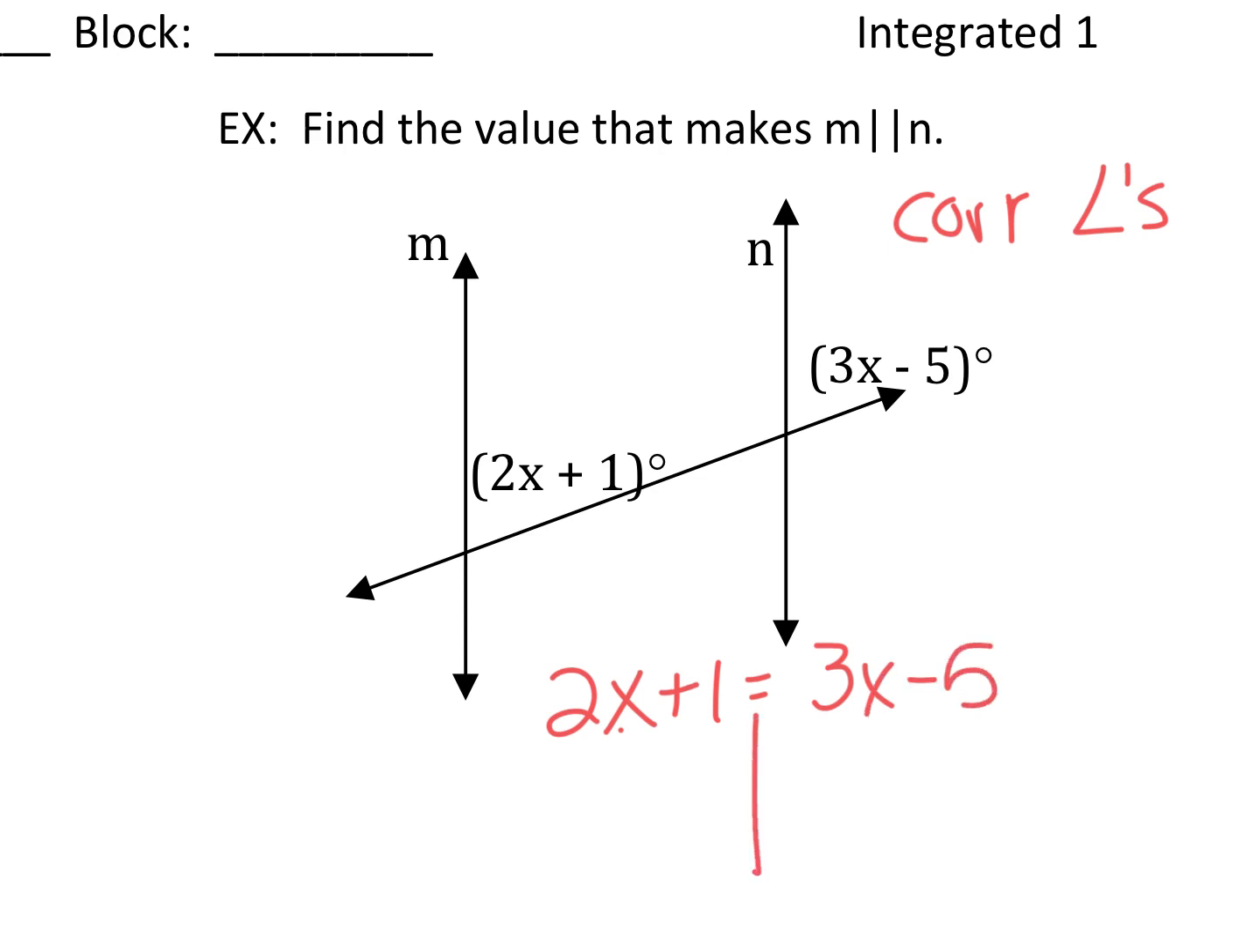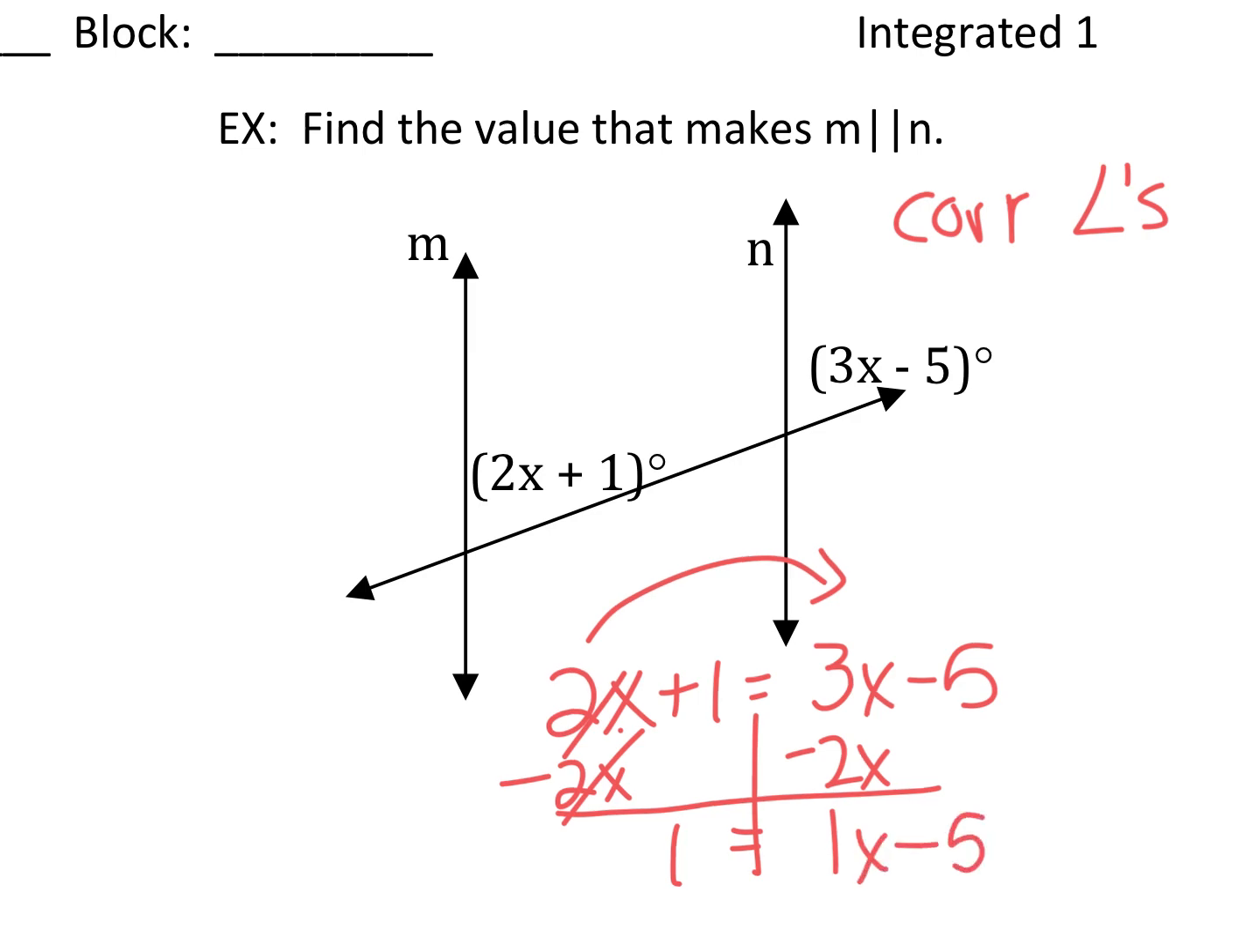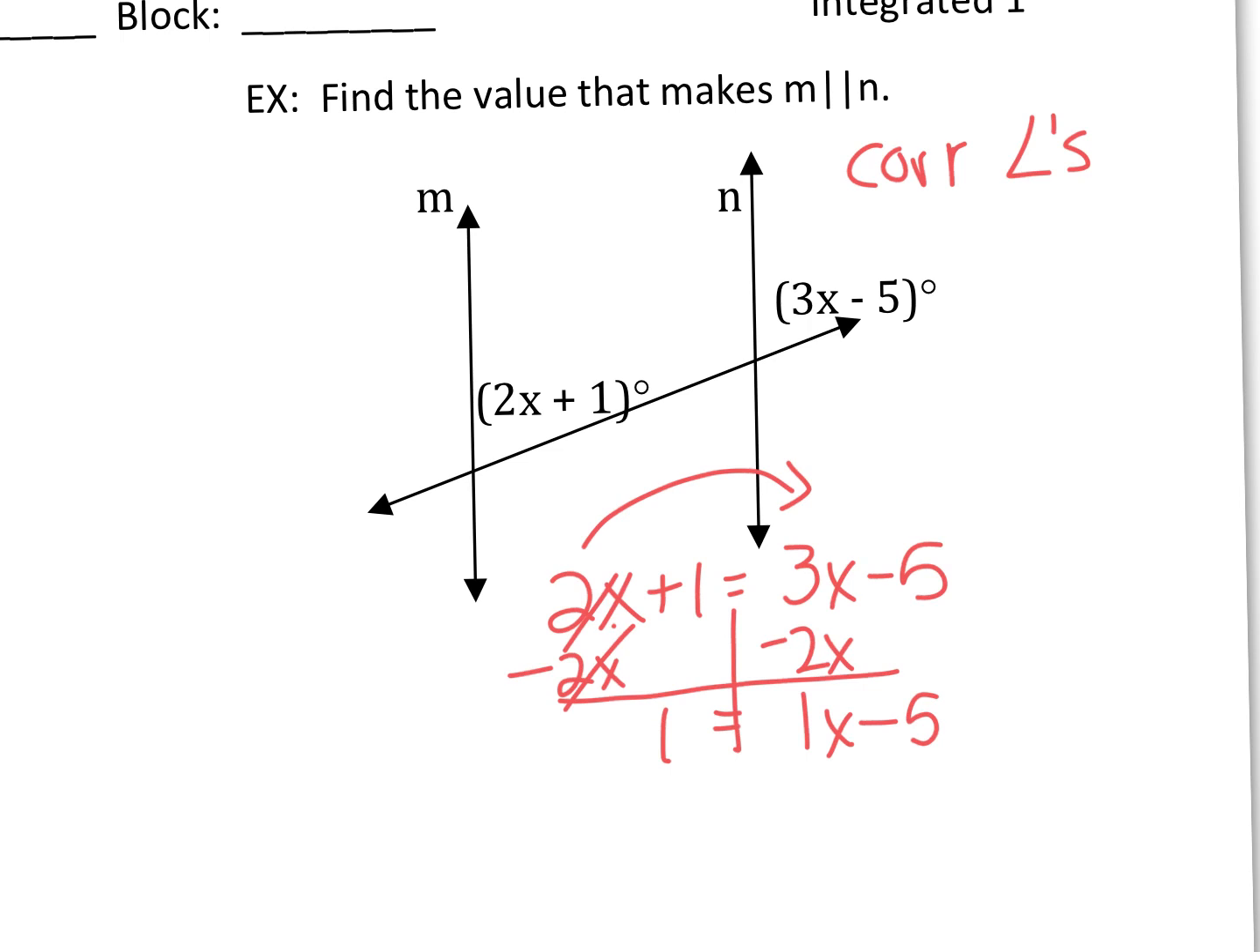Line down the equal sign. My class likes to combine the like terms, but the only way to combine them is to take them across. So how do I get a 2x out of here into the other side? I subtract it. I'm going to subtract 2x. If I subtract 2x, those cancel. I have 1 equals 1x minus 5. Then I can go ahead and subtract 1 and subtract 1. The 1's are gone. Don't forget, on the left side is now 0. I have 1x. Negative 5 minus 1 is negative 6.